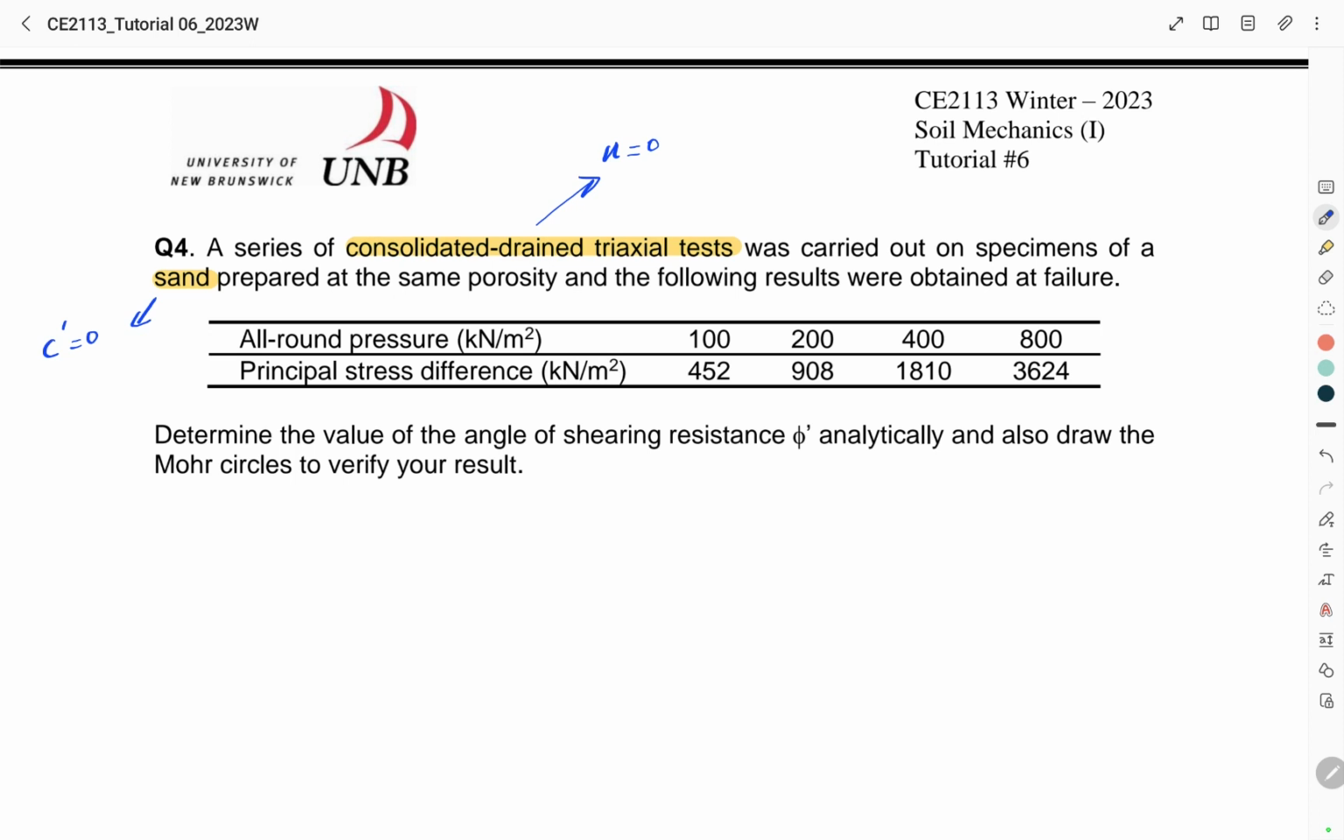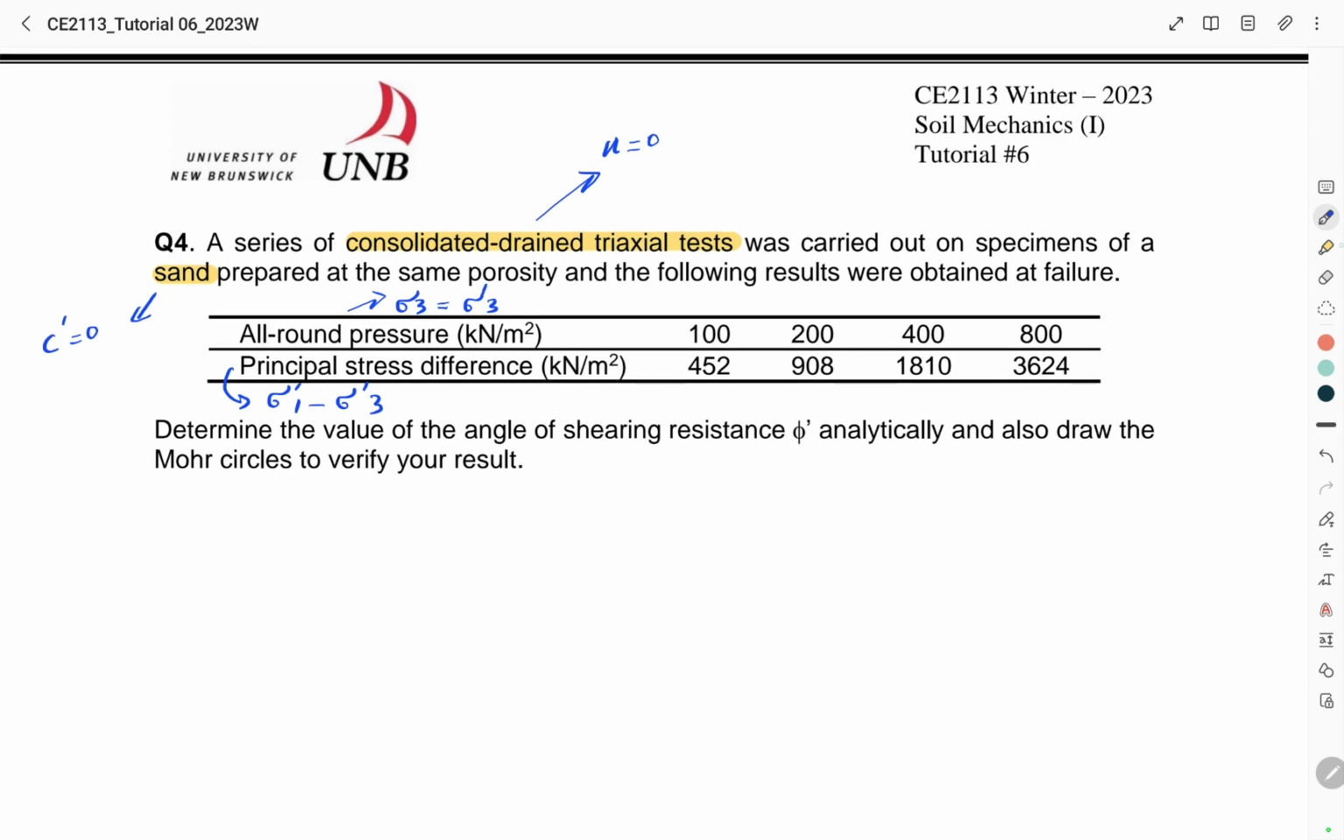So the all-round pressure, which is sigma 3, is given to you, and we know since U is equal to 0, sigma 3 is equal to sigma prime 3, and then the principal stress difference, which is equal to sigma prime 1 minus sigma prime 3, is given to you. So you can calculate the value of sigma prime 1 based on the values of these two rows.